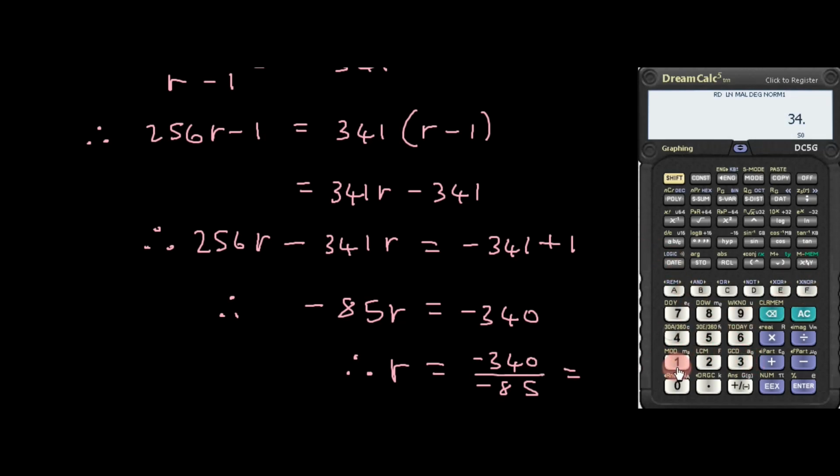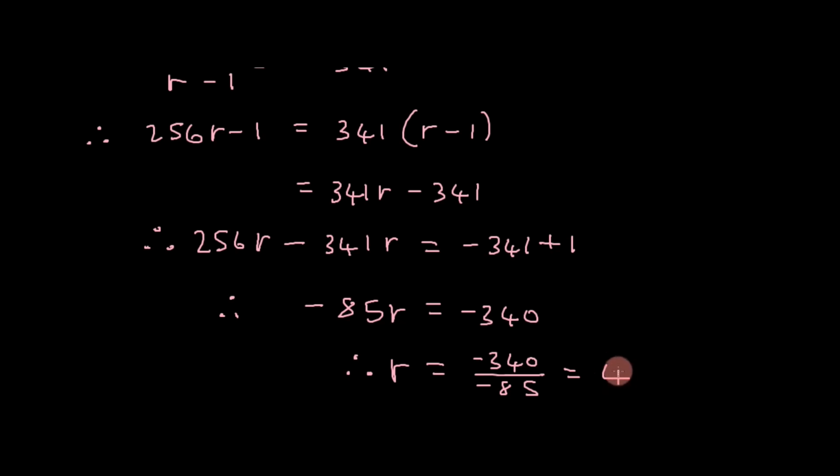So negative 340 divided by negative 85. And we see that r equals 4.